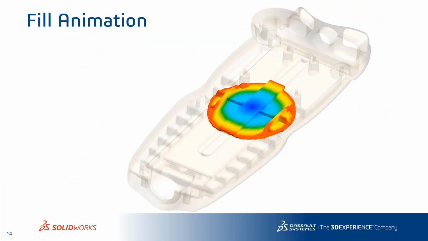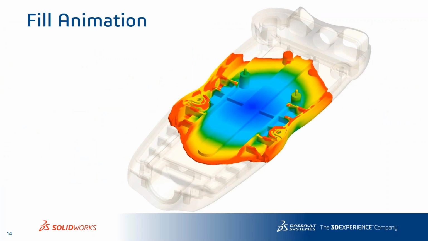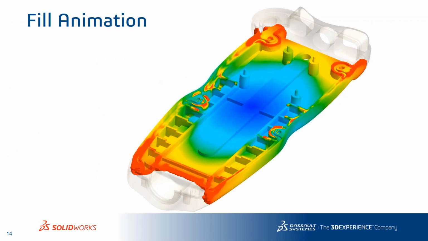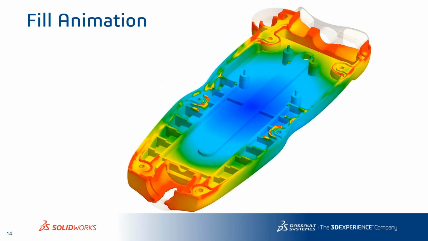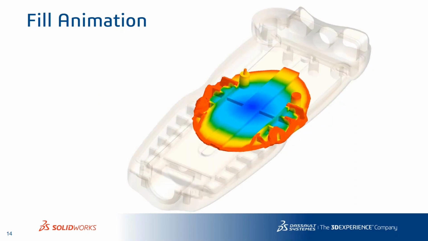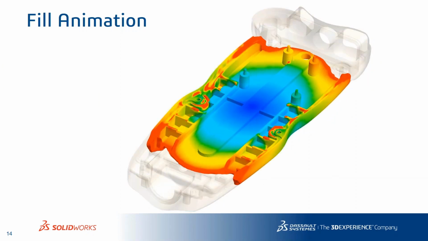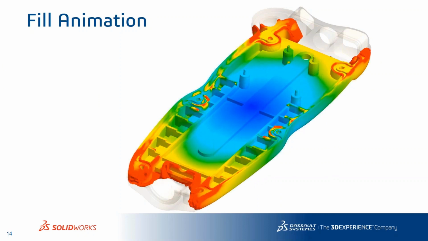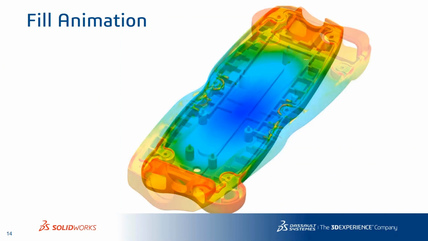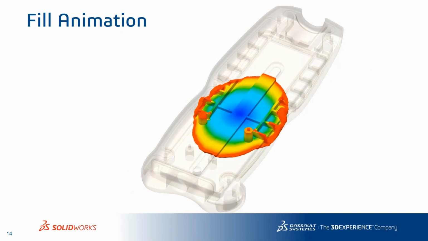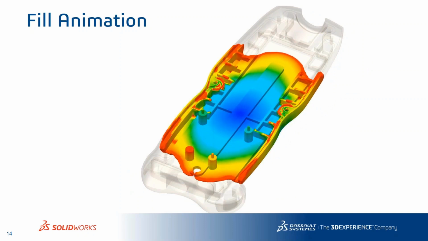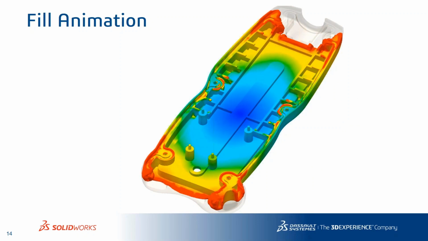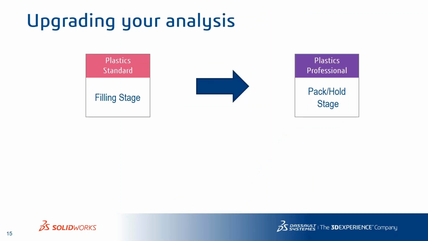So the analysis always starts with the fill, right? This is what you went through in that first webinar. You fill the part, you're able to visually see how the part is filling, and as the polymer comes together, that's where some of the weld lines would be, and you can start to think about some of the air traps and things like that. And then how do you go from there to that next level, plastic professional? Why would you want to go to that next level, right?